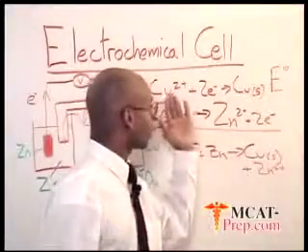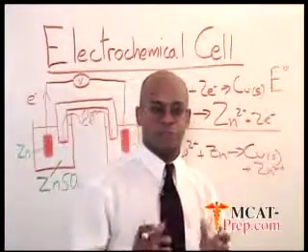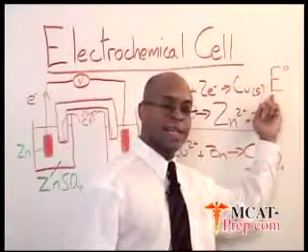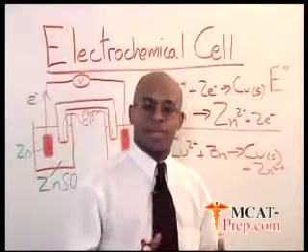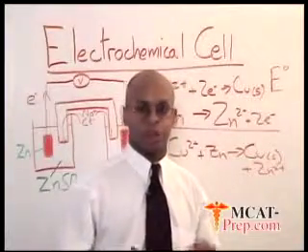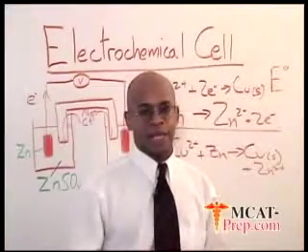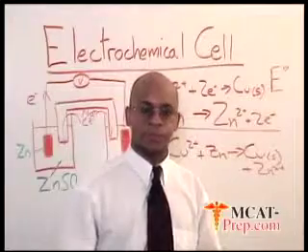The other thing is that they're all written as reductions in these reduction potential tables. The way it works is that the E0 value which is most positive is the E0 value which is most likely to occur spontaneously. If you have a negative E0 value, you do not expect that that would occur spontaneously.